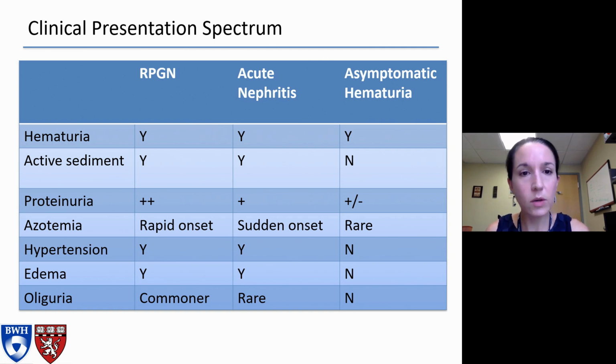And so there is hematuria in all of these conditions. The more aggressive forms tend to have an active sediment. There is some degree of proteinuria, but those with RPGN tend to present with rapid onset and azotemia, or worsening renal failure, whereas those with acute nephritis also can have relatively sudden onset, but not quite as quick as what you see in the RPGNs. Those with asymptomatic hematuria tend not to have hypertension or edema or oliguria, but these conditions are more common in the more aggressive forms of nephritic syndrome.